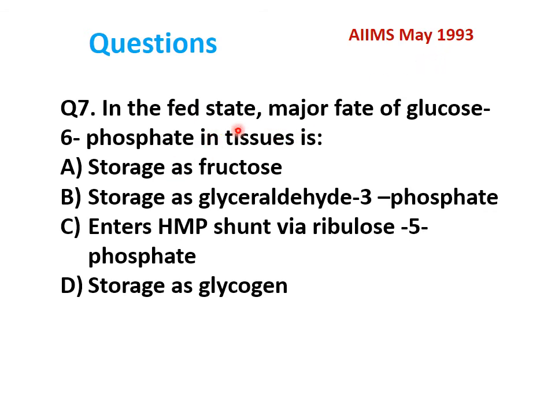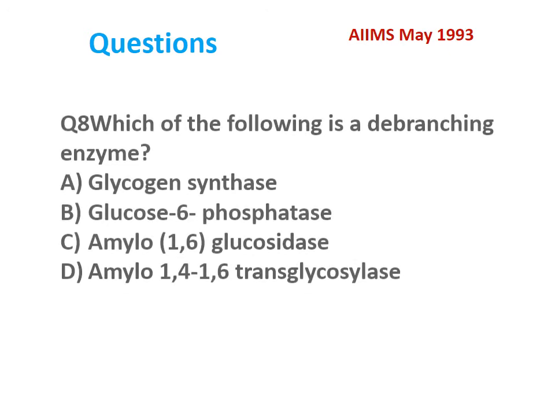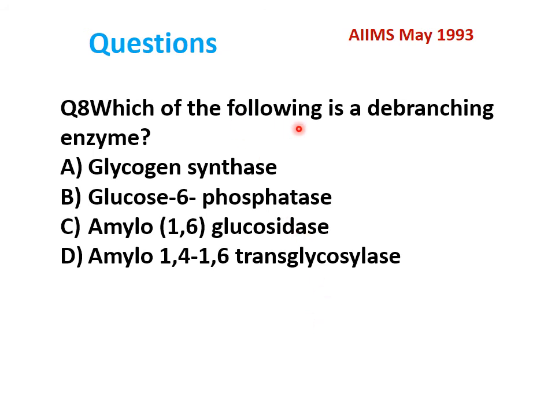In the fed state, the major fate of glucose 6-phosphate in tissue is storage as fructose, storage as glyceraldehyde 3-phosphate, entering the HMP shunt via ribulose 5-phosphate, or storage as glycogen. So in the fed state, the major fate of glucose 6-phosphate is storage as glycogen.